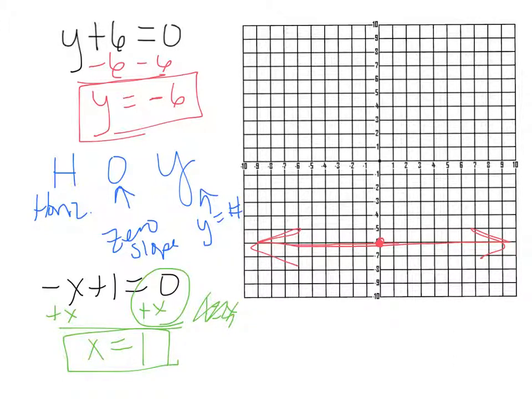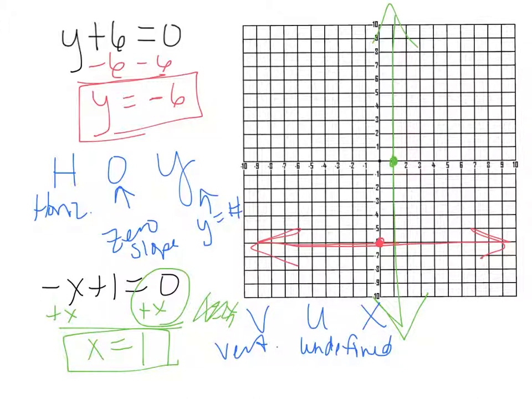So the same concept applies. You just have one variable, so x equals 1. I'm going to go to where the 1 is on the x-axis, and then my line is going to go through that axis. So what kind of line is that? Vertical. And again, you can use the mnemonic device VUX. V stands for vertical. U is an undefined slope. And X means that x equals some number is the equation of a vertical line.